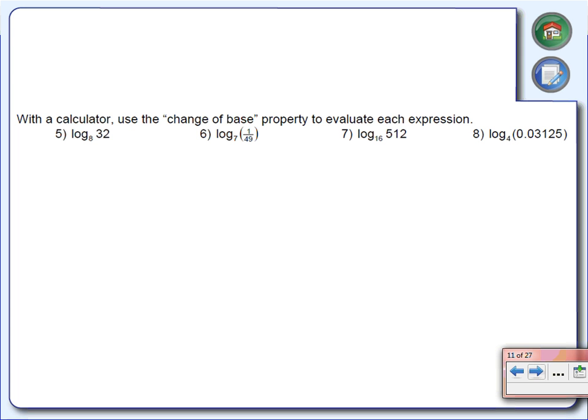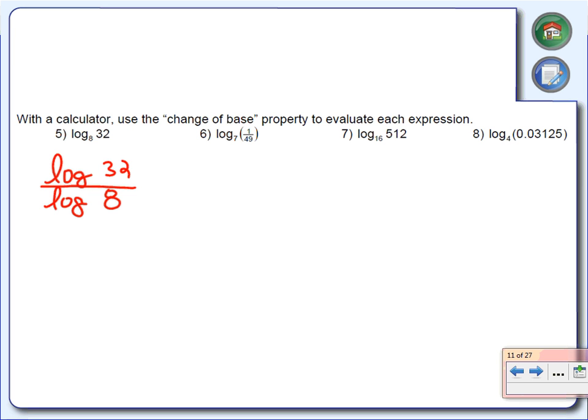We're going to change this into this right here: log of 32 divided by the log of 8. All I'm doing is using my change of base property, and the reason I'm doing that is so that I can put it in my calculator. So go ahead and do that for me. What is the log of 32 divided by the log of 8? Remember, I prefer a fraction if it's possible.